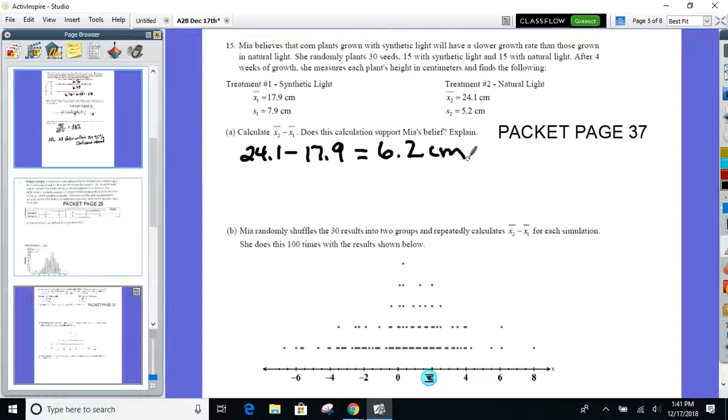Does this calculation support her belief that synthetic light grows slower than natural light? Does that at least support her claim? Yes, it does. Why?